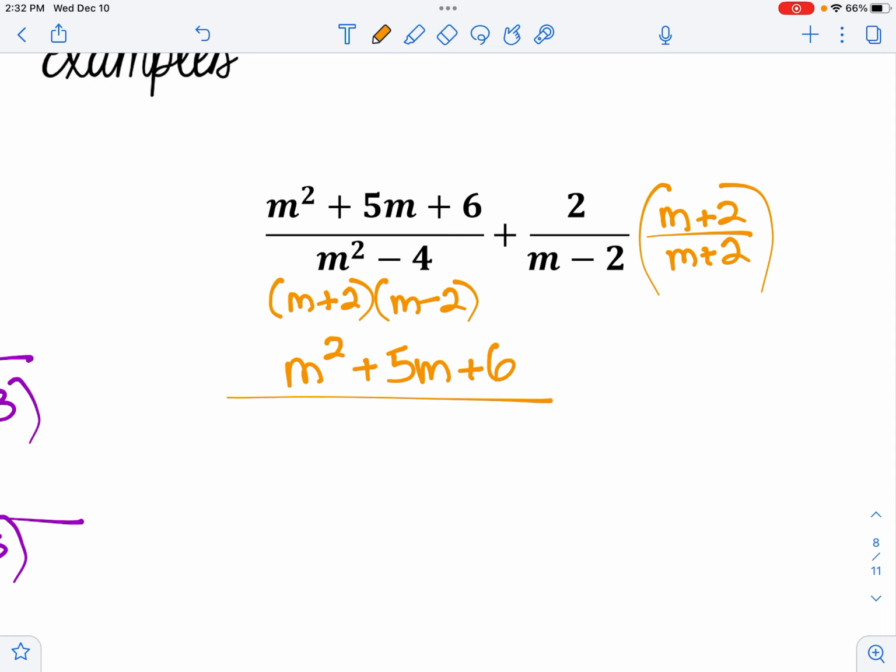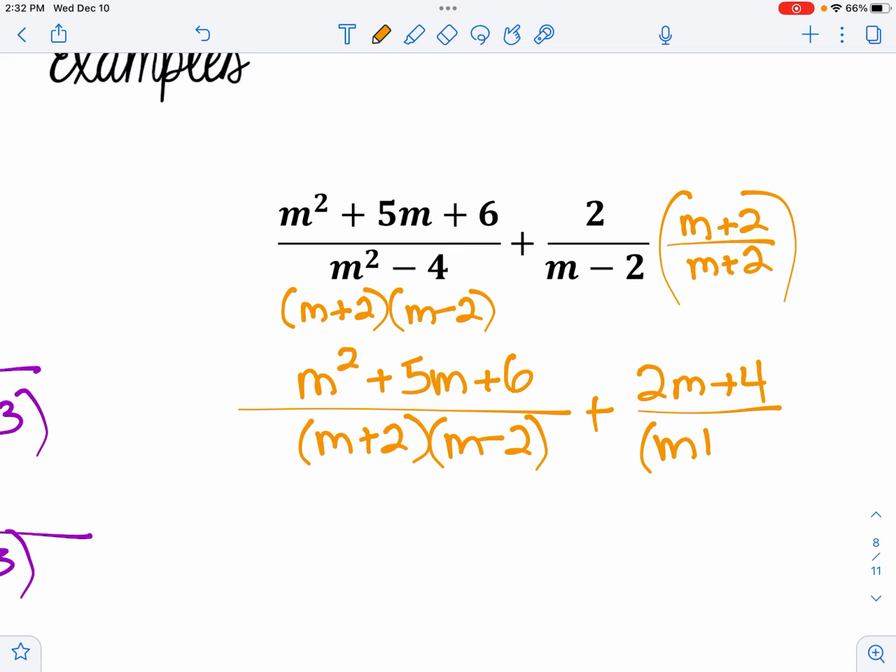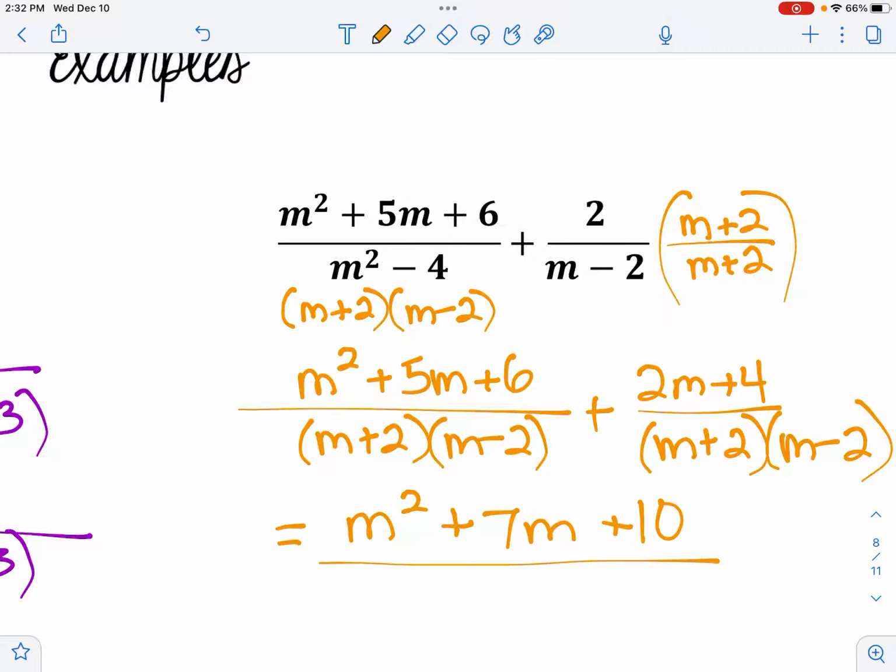All right, so copy this, m plus 2, m minus 2, plus, distribute the 2 over here. This would be 2m plus 4. And then I'm just going to keep this in the same order, m plus 2, m minus 2. Okay. If I combine everything on the top, 5m plus 2m would be 7m. 6 plus 4 is 10. m plus 2, m minus 2.